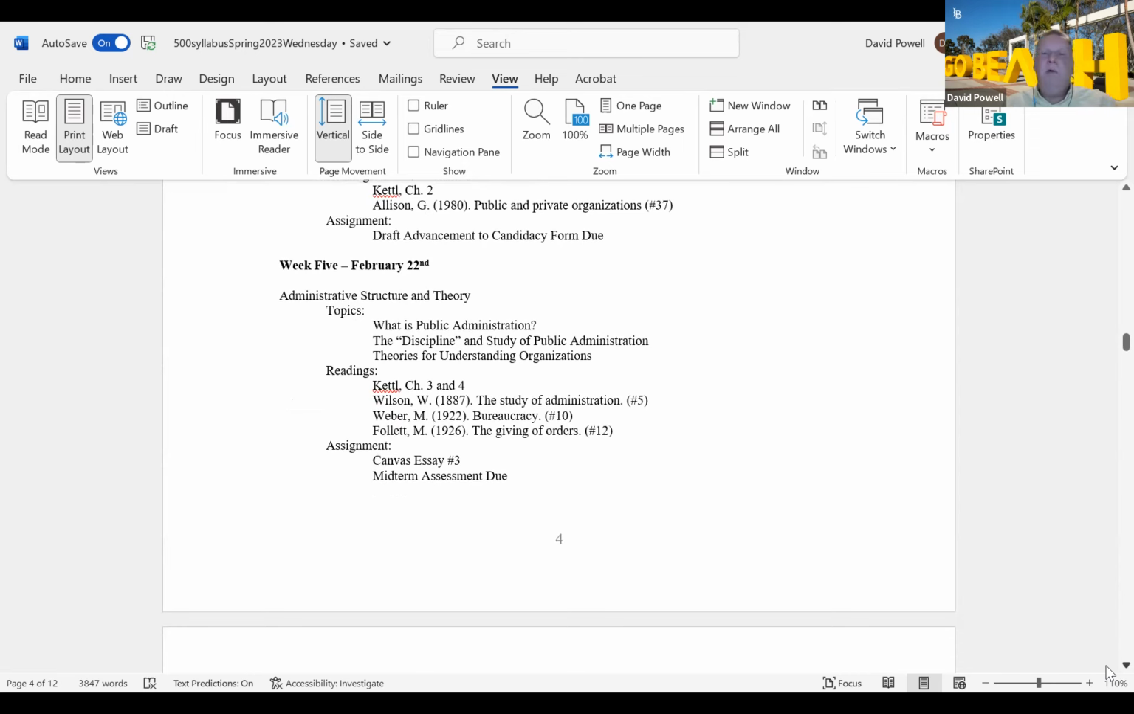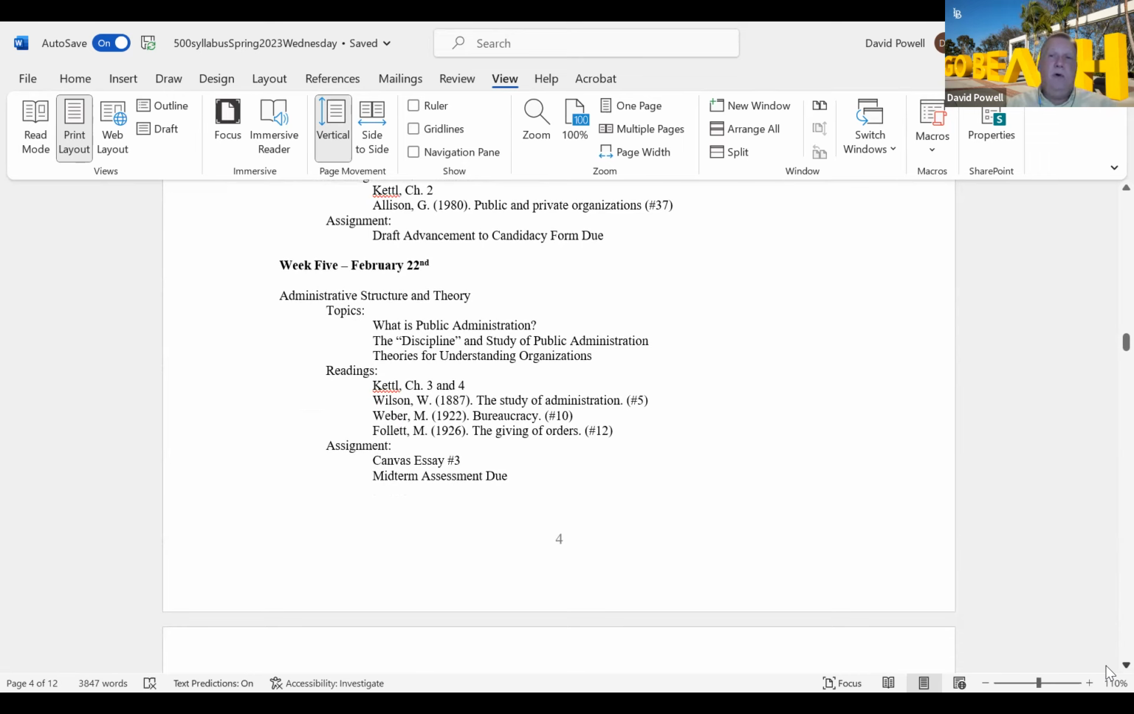Then in week 5, we will get into a discussion of the field and discipline of public administration. We will ask and answer the big question of, is public administration a discipline? We'll talk about the different characteristics of an academic discipline, and then allow you to draw your own conclusions about whether or not public administration is truly a discipline.